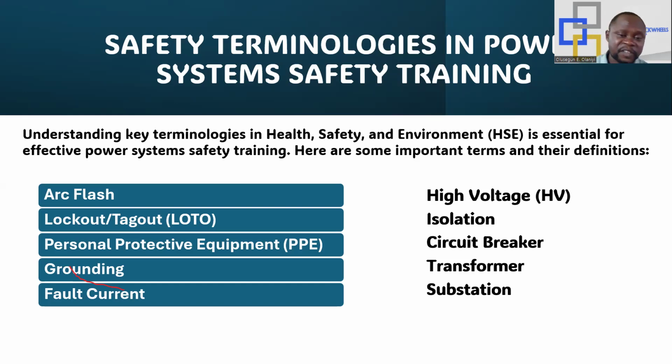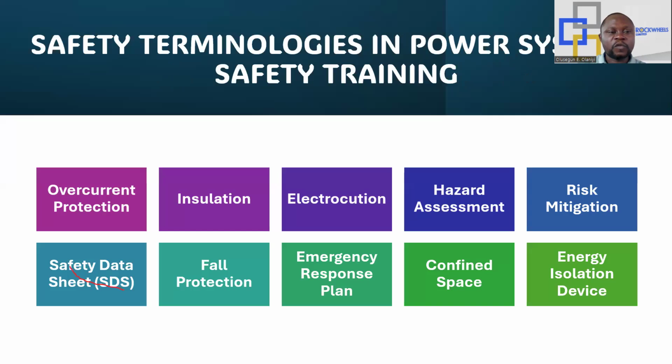Then lastly, we have a substation, which is a facility in the electrical distribution system where voltage is transformed from high to low or the reverse using transformers, and where other important electrical functions are performed. So having said that, we have other terminologies, which are overcurrent protection, insulation, electrocution, and hazard assessment. Let me talk about hazard assessment. We've defined hazard as anything that has the potential to cause us injury.